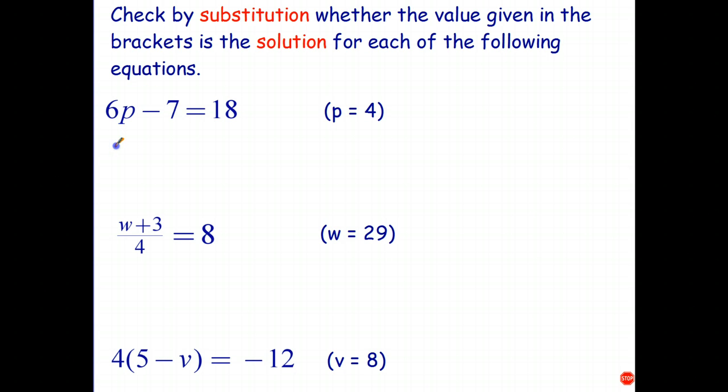So we just go 6 multiplied by 4, using the dot for multiply. So I just substitute 4 in place of p. That gives me 24. Subtract 7 equals 18. In fact, I always like to write a question mark here because I don't know if it's true or not. And 24 take 7 is actually 17, so the answer is no. So p equals 4 is not the solution to that equation.